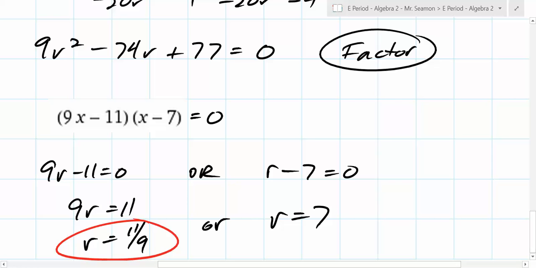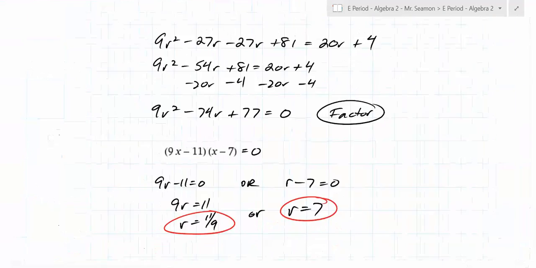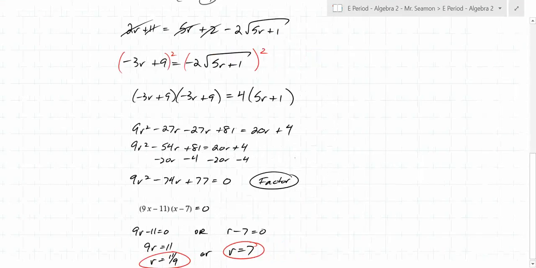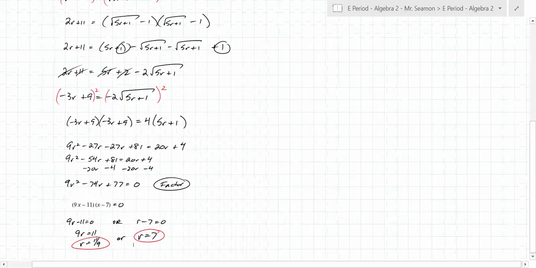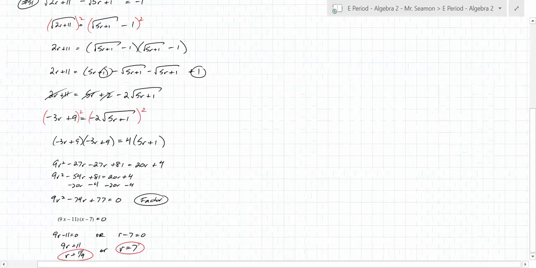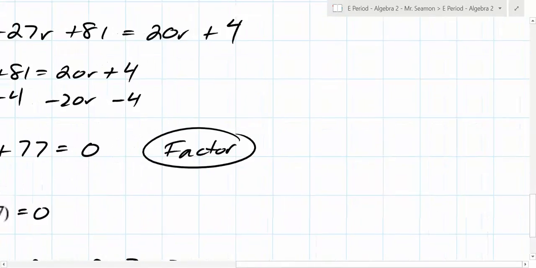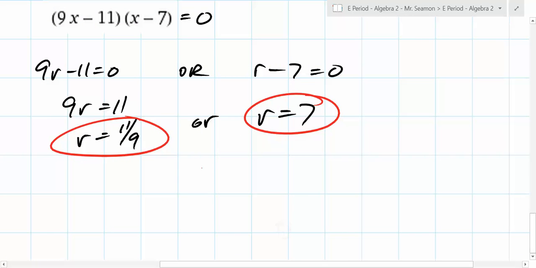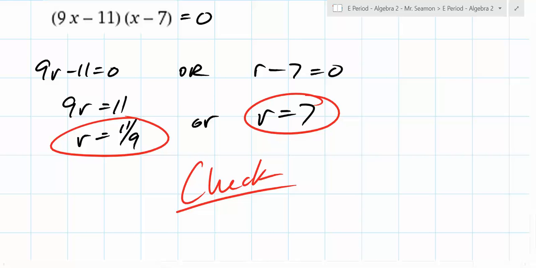Now here's the thing. These are only potential answers, right? What was the mathematical operation that we did that makes it likely, or at least more likely than average, that we have a false answer? Squaring, exactly. So these are potential answers. We would need to check them. I'm not going to have you check them right now. You could check them and see. Now, are you guaranteed to have one that works? No. You could have done everything correctly and there's no solutions. One could work, both could work, none could work.